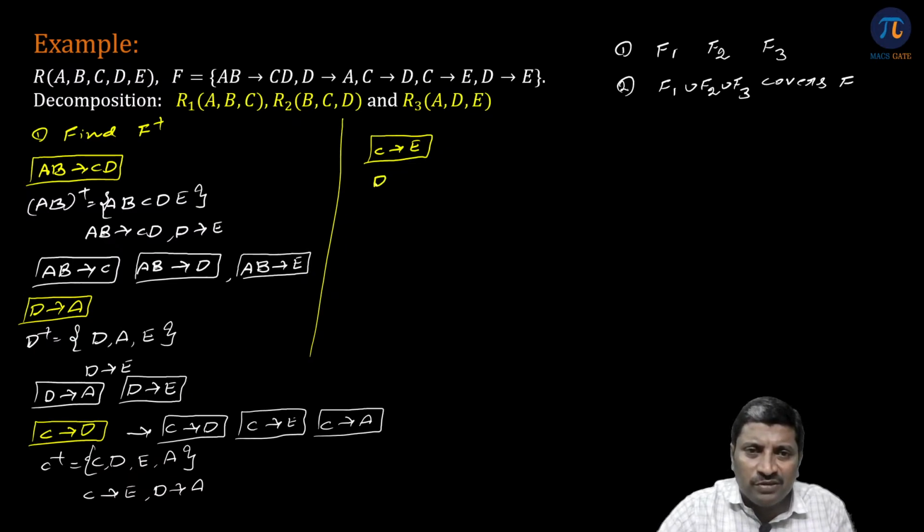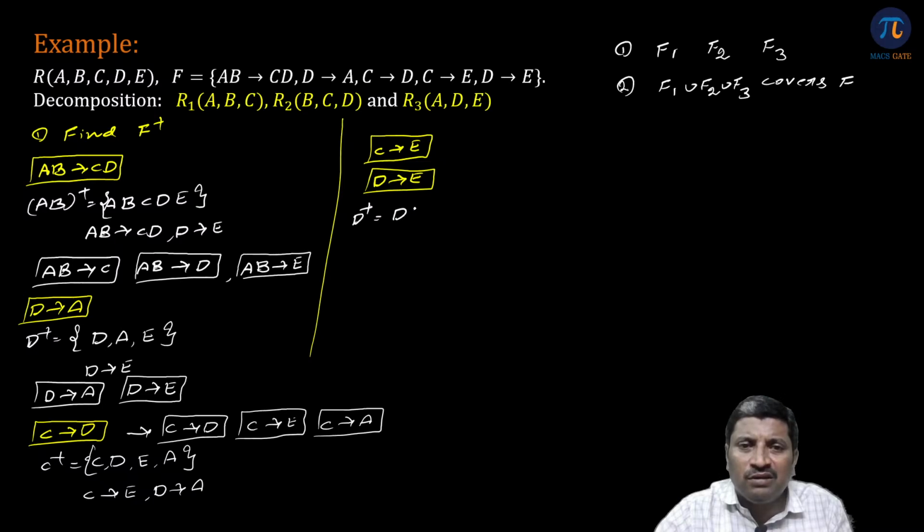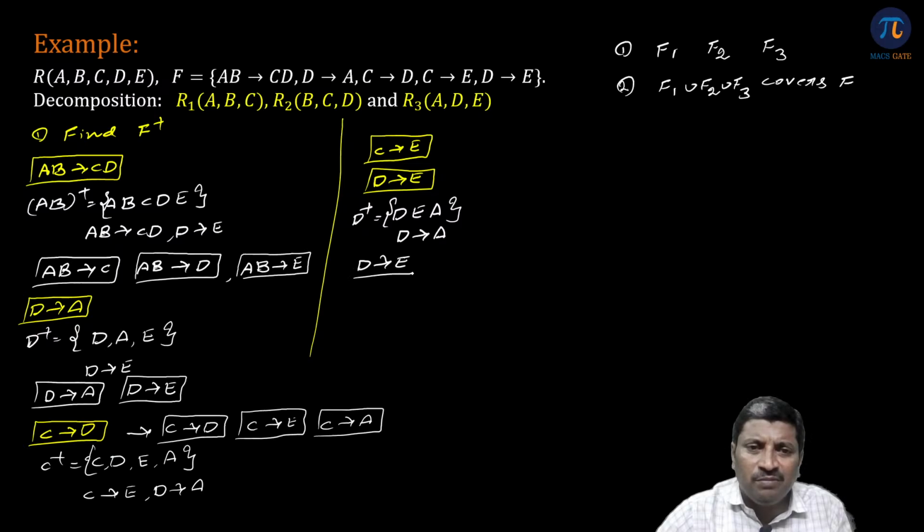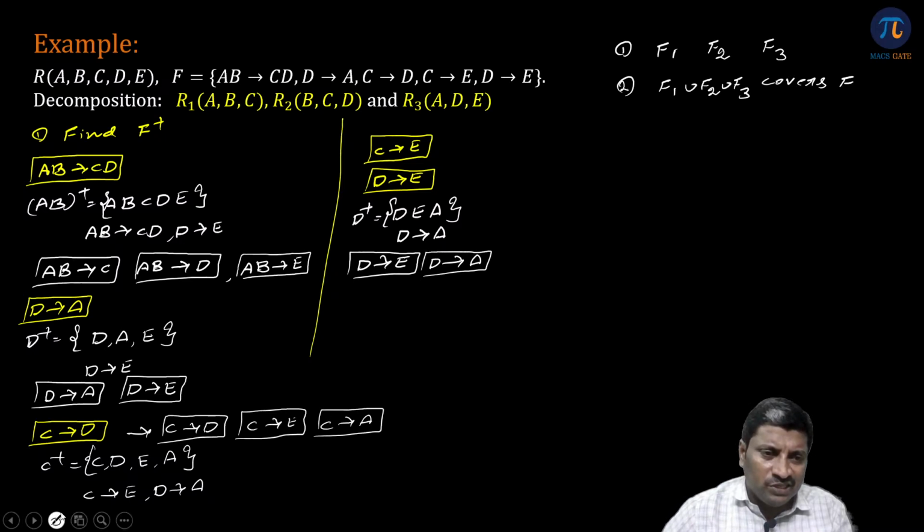So let us consider the next one. D implies E. What is D closure? D closure is D, okay, E, okay. Anything else possible? Yes, with the D, we can get A. Then that's it. So what are the valid FDs? D implies E, D implies A. Fine. So we completed the main task, that is finding the closure.